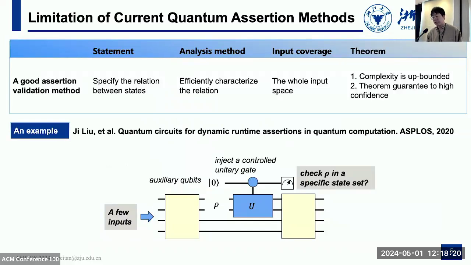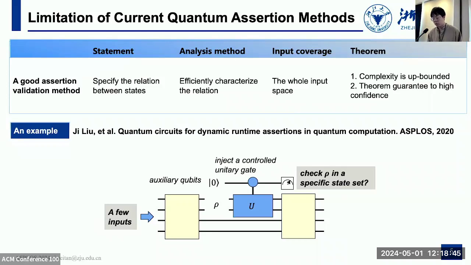Overall, a good assertion method should have several properties. First, it should allow specifying the expected relation between the states, which is necessary to cover more inputs in the verification. Second, it can efficiently probe the real relations at runtime. Besides, the assertion validation should cover the input space to guarantee high confidence and have a low complexity.